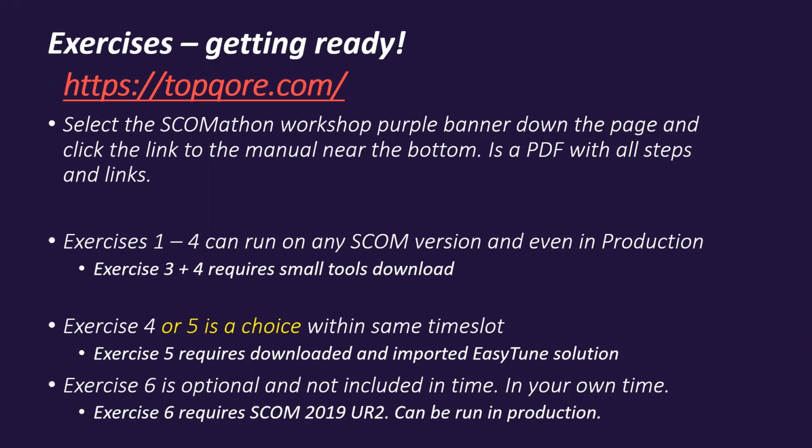And then at the end is exercise 6, which is also optional. And that is because it requires SCOM 2019 UR2, which is the last version currently, but also the least version you need. However, this can be run in production if you have this version there, because it's again only reporting. So go to this website, download the PDF from the workshop purple banner, and download the prerequisites if needed.